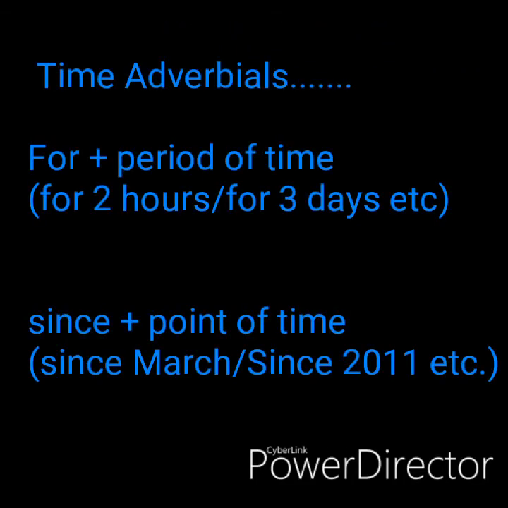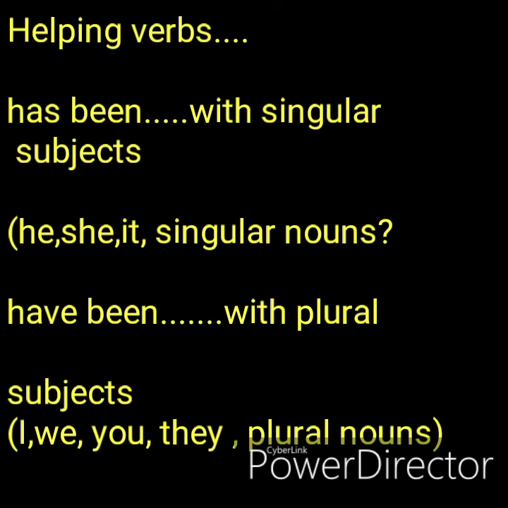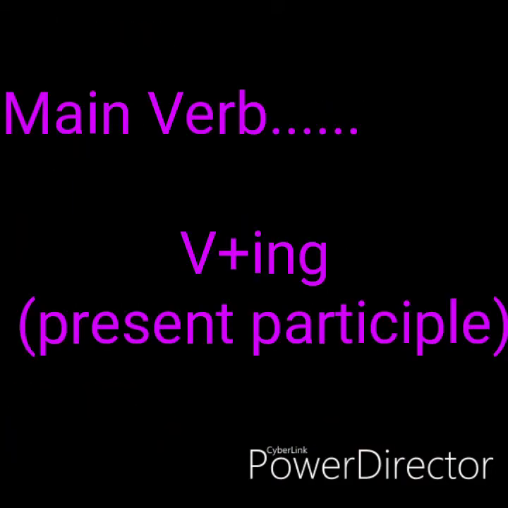Present perfect continuous tense. The time adverbials are for plus period of time and since plus point of time. For is used for the time which is uncertain or duration, and since is used for the time which is fixed. Helping verbs: has been with singular subjects and have been with plural subjects. Main verb is ing form that is known as present participle.